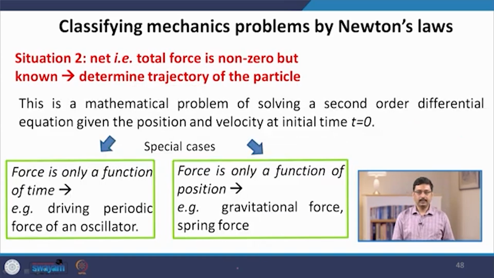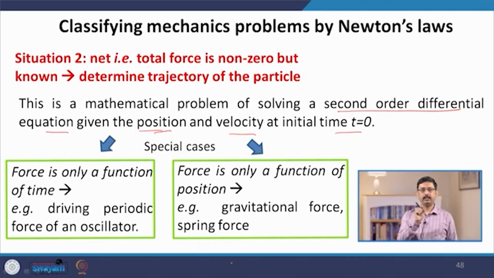So, this situation is now a mathematical problem of solving a second order differential equation. As you know, if you want to get a unique solution out of a second order differential equation, you need to supply two constants of integration. These can be thought of, for example, as the initial position and initial velocity at t equal to 0.